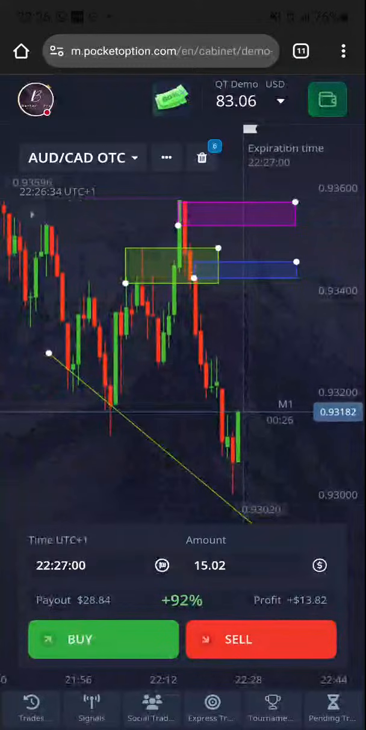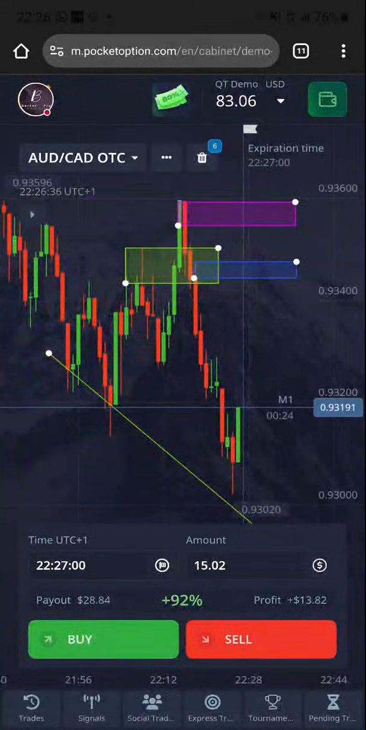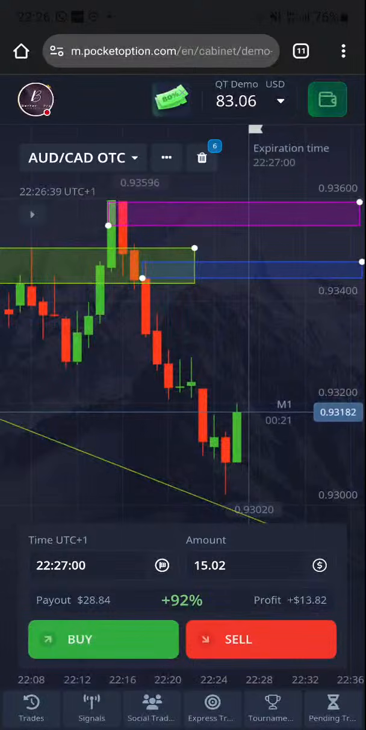So now you can see we have two entries. But you see this entry down here, I'm not going to take the trade. Why?